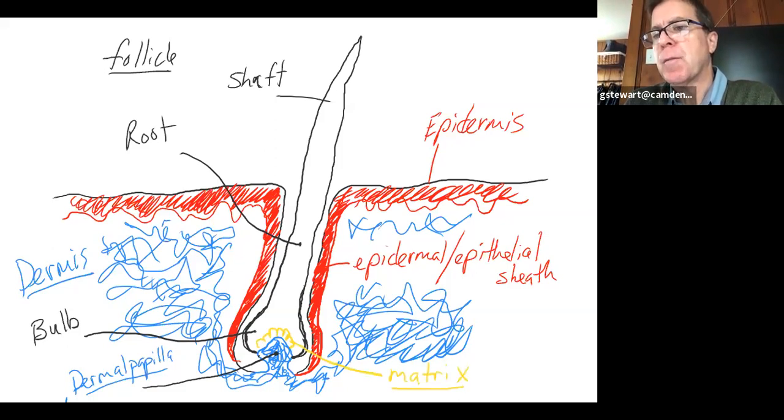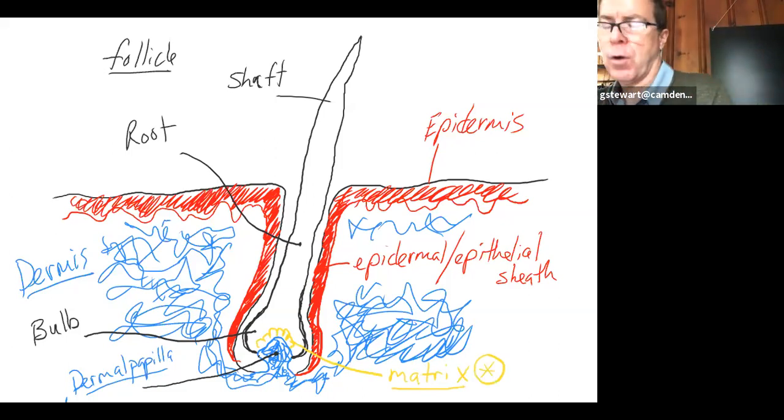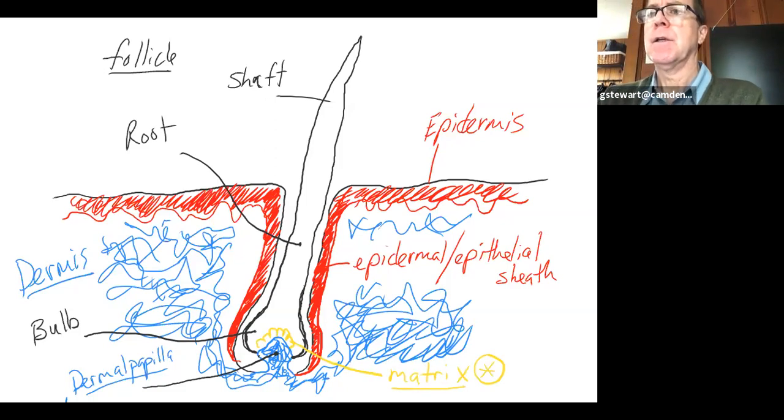What's so special about the matrix? I'm going to star it. This is where my cellular division is going on, where new cellular growth is. It's sort of similar to the stratum basale in the skin. So I'm going to label that up here. That star, the matrix, is where we get new cell growth and division.